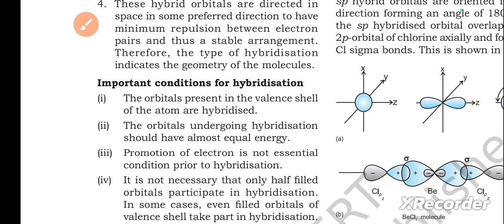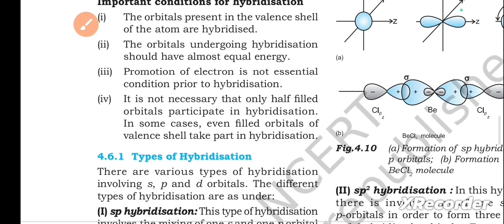Next is important conditions for hybridization. First point, the orbitals present in the valency shell of the atom are hybridized. Second point, the orbitals undergoing hybridization should have almost equal energy. Third point, promotion of electrons is not essential condition prior to hybridization. Fourth point, it is not necessary that only half-filled orbitals participate in hybridization. In some cases, even filled orbitals of valency shell take part in hybridization.